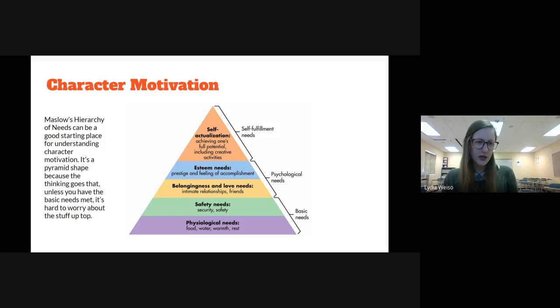So a lot of times, stories will operate at this level of character motivation. There's a Jack London story called To Build a Fire, where literally the character motivation is a hunter trying to build a fire so that he doesn't freeze to death. So he's trying to meet this physiological need. Next up is safety needs, which is just security and safety.